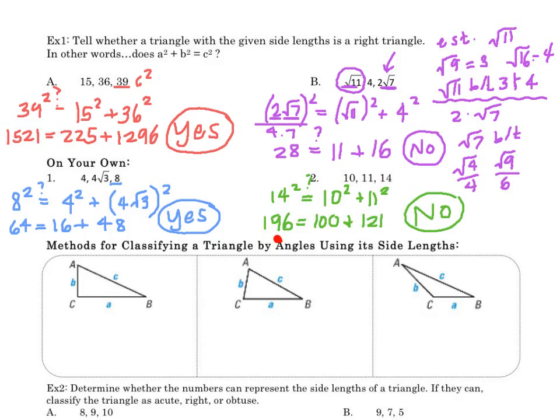You may know that 14 squared is 196. If you don't, maybe try to familiarize yourself with those perfect squares. 10 squared is 100 and 11 squared is 121. When you add these up, you get 221. That is not equal to 196. You can say, no, this is not a right triangle.